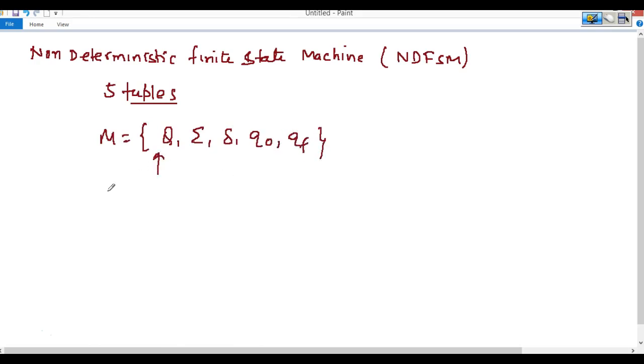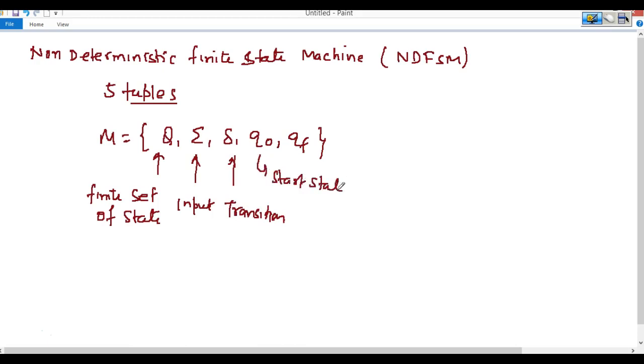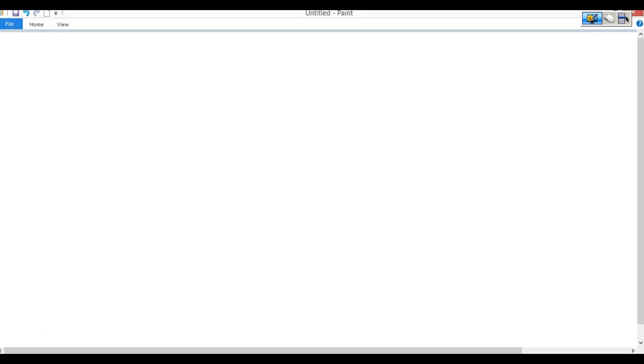This Q is called the finite set of states. Sigma is the input, delta is the transition, Q naught is the start state, and QF is the final state. So this is the NDFSM. Now we will see some important points for the difference between the DFSM and NFSM. Here the big difference between the DFSM, and on this side I am writing NFSM.